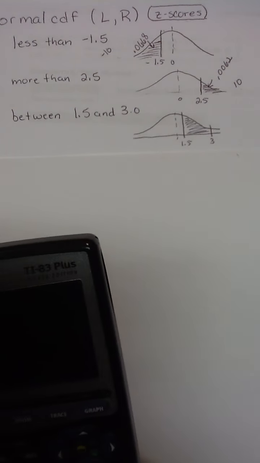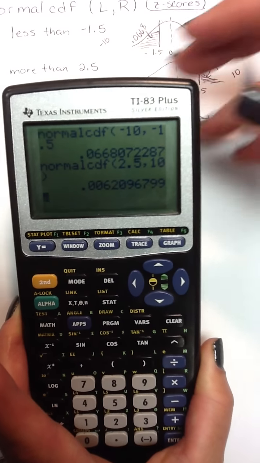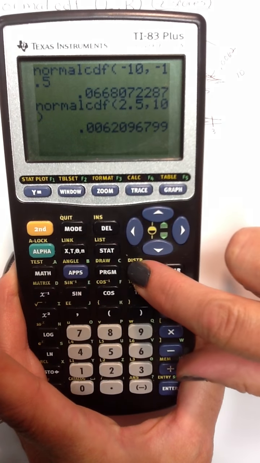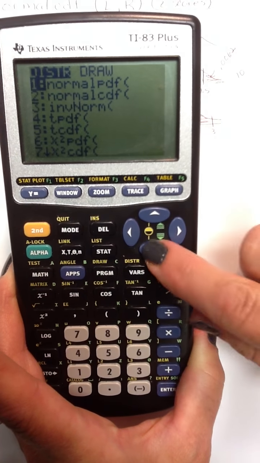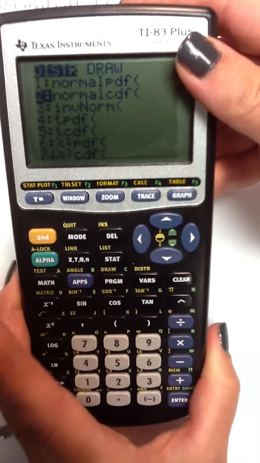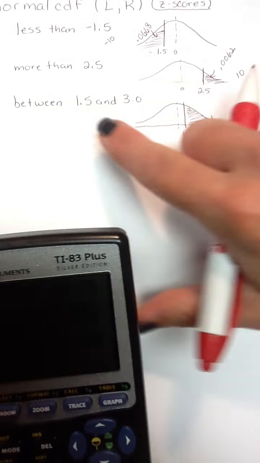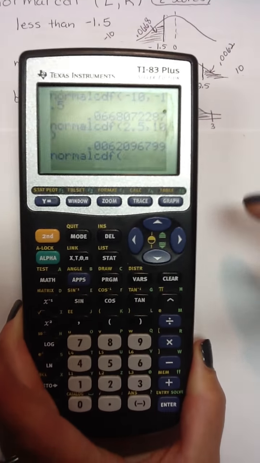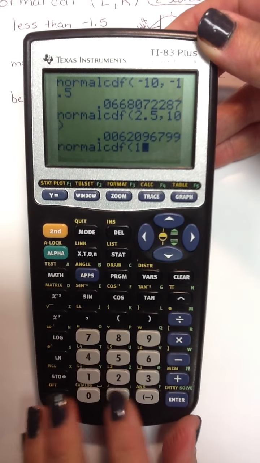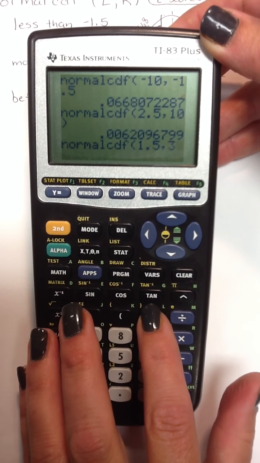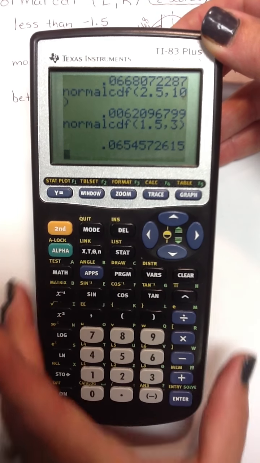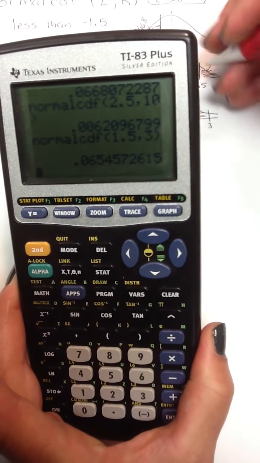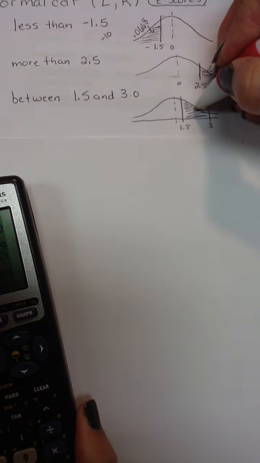A little bit easier when they give you the left and right bound. All you have to do is input them. So on my calculator, I'm going to go to second, distribution, normal CDF, and hit enter. And if it's between 1.5 and 3, looking for this area, I just put in 1.5, comma 3, and hit enter. And I end up with 0.065, or 6.5% of my data.